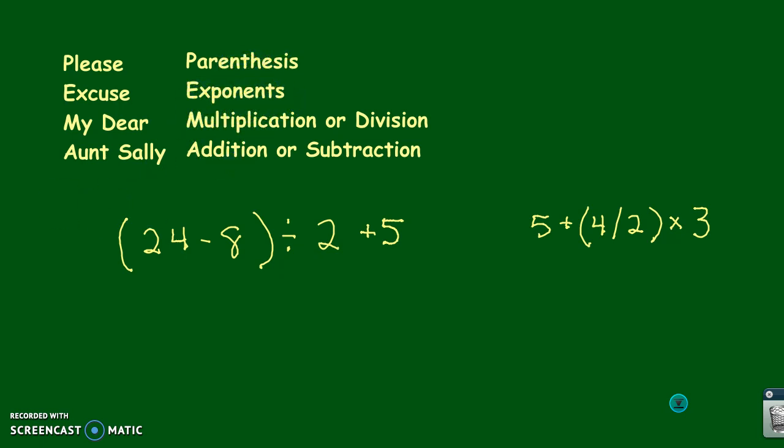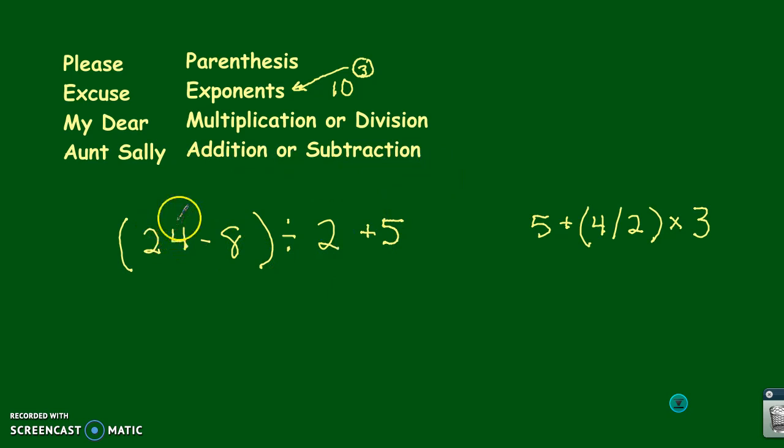If you don't remember what an exponent is, if we would have something like 10 to the third power, this number up here, that's called an exponent. And as you can see, we don't have any of those in the problem for today. Then we go multiplication or division. And this is always from left to right. Then we do addition or subtraction also from left to right.